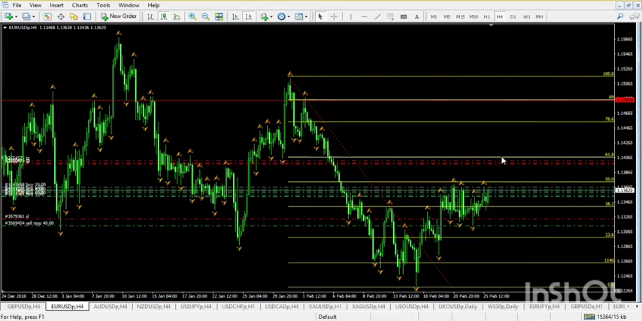You see, when it's the first collision, you should always exit. 80 or 90% of the time, the first collision means a reversal. And I will exit so I don't lose profit. I will exit and then I will put a buy stop here.